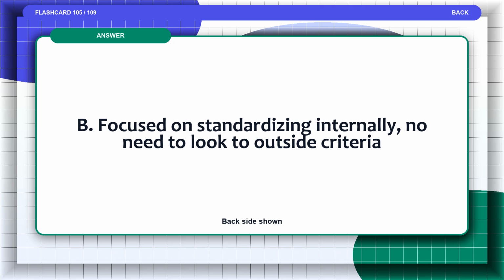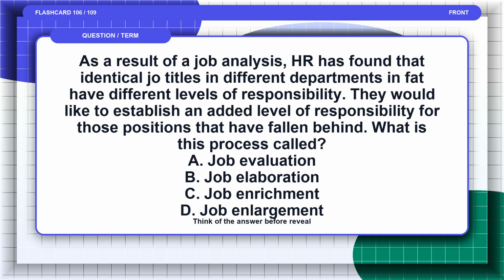The answer is B. Because HR is focused on standardizing internally, there is no need to look to outside criteria. Flashcard 106. As a result of the job analysis, HR has found that identical job titles in different departments in fact have different levels of responsibility. They would like to establish an added level of responsibility for those positions that have fallen behind. What is this process called?